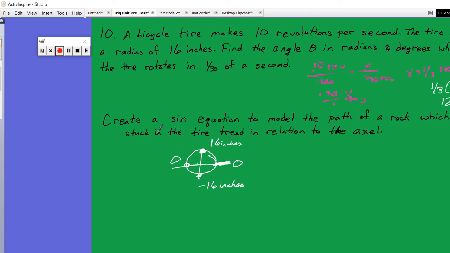So when your resting point is on the x-axis, that's a sine wave. And I also tell you to use the sine equation. So f of theta, our amplitude is 16. It goes up 16 and it goes down 16 below the axis. So that's our amplitude. 16 sine theta, and our midline is 0, so we have plus 0.